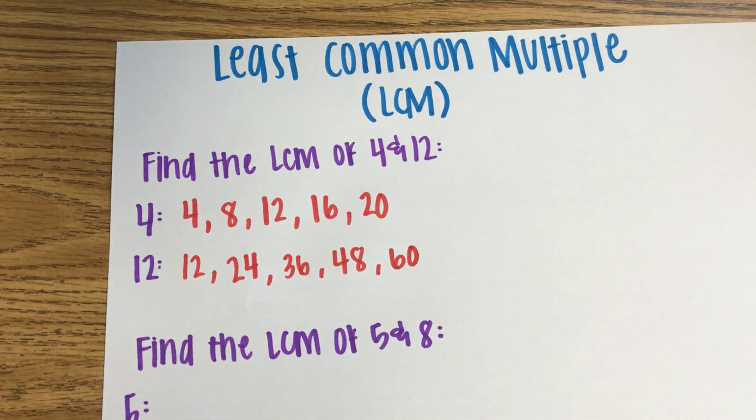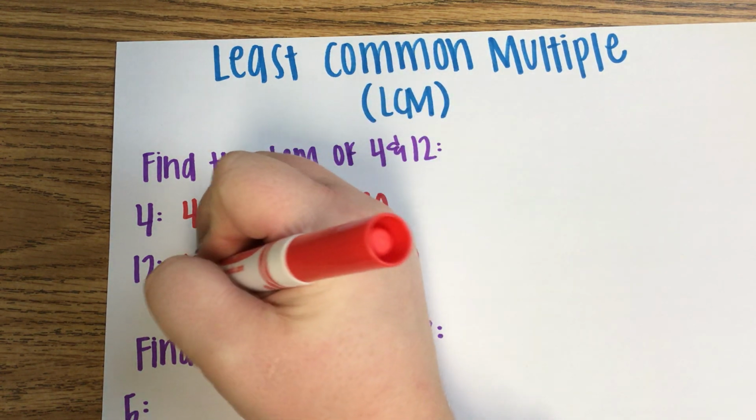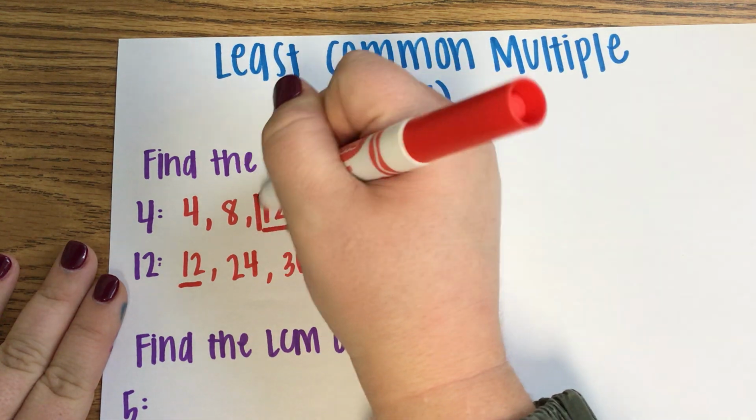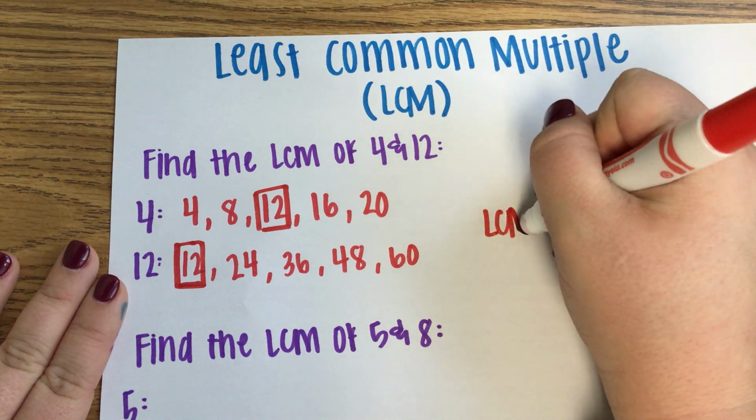Now, again, you are looking for numbers that they have in common. It looks like they have 12 in common, and that looks like it. And that's also the least number that they have in common. So 12 is going to be our LCM.